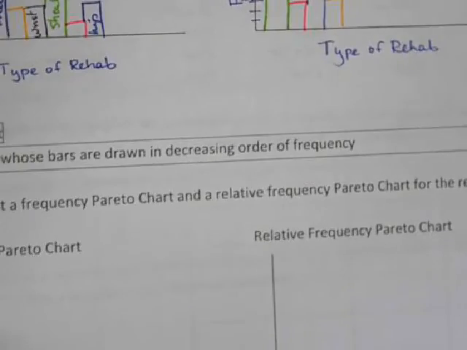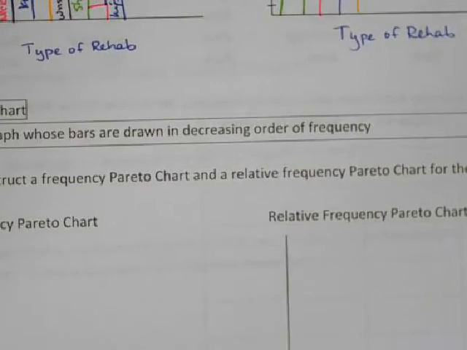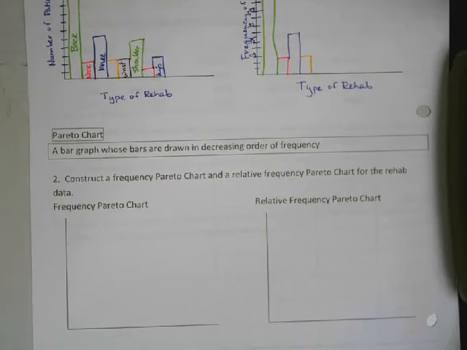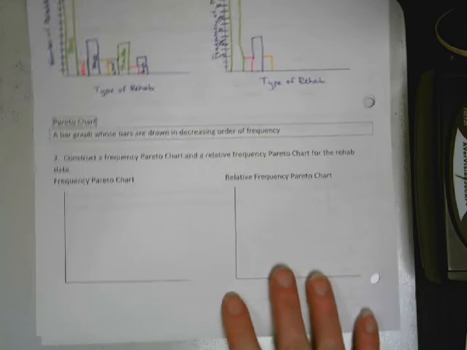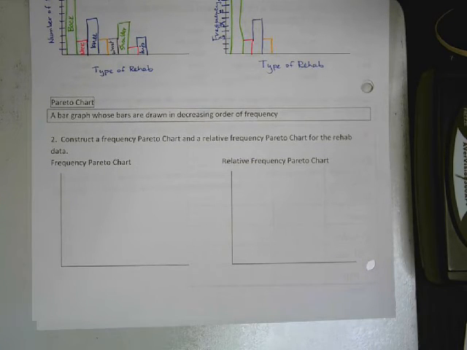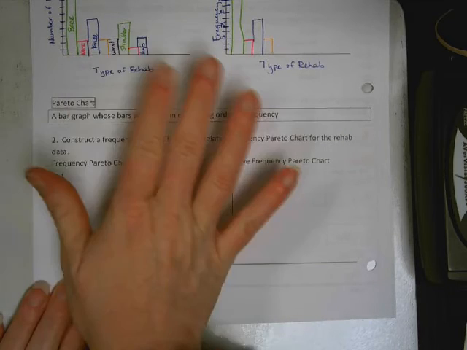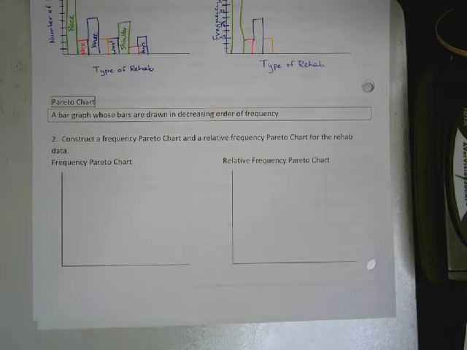And real quick, we'll go ahead and do a Pareto chart and a relative Pareto chart because they're also bar graphs. They're drawn in decreasing order of frequency. So I'm using the exact same information, but this time I am going to put the data in order. Another thing about Pareto charts is that they are never really used for quantitative data. They're always used for qualitative data. And so most of the time, Pareto charts, they don't connect them. They don't put them next to one another. They usually leave a space between them.